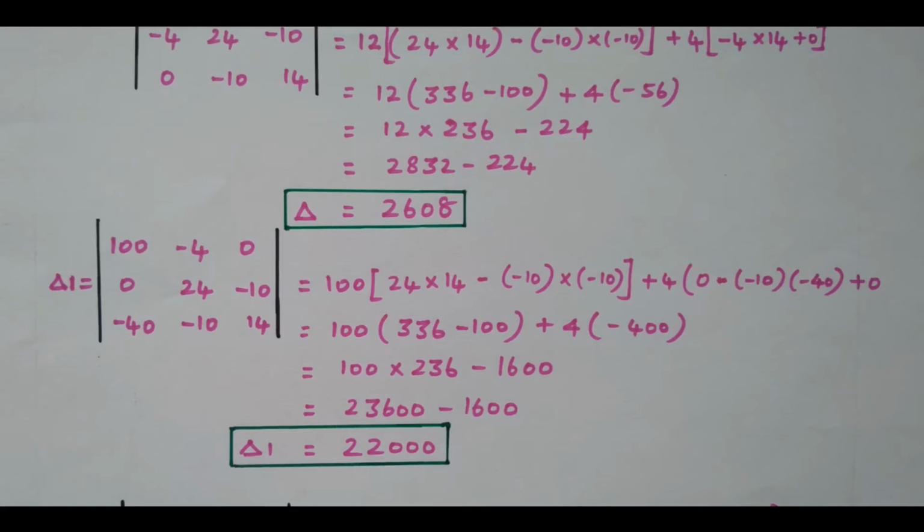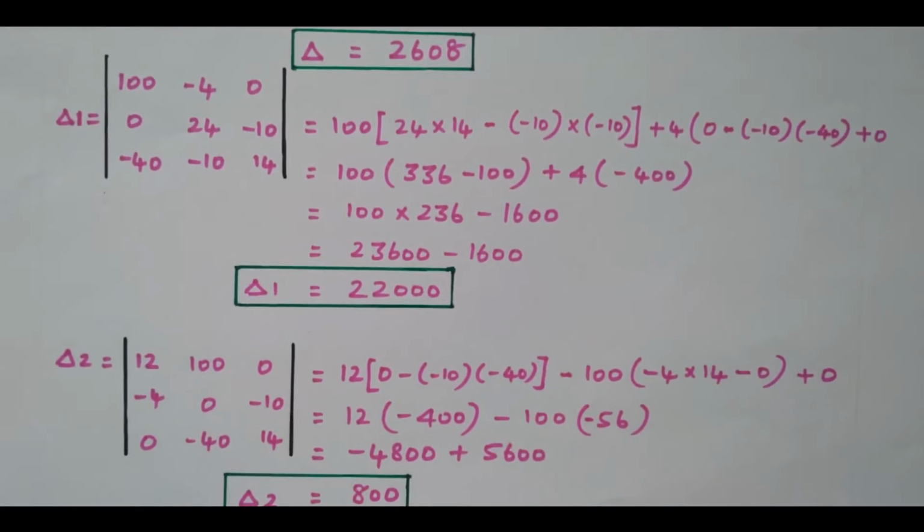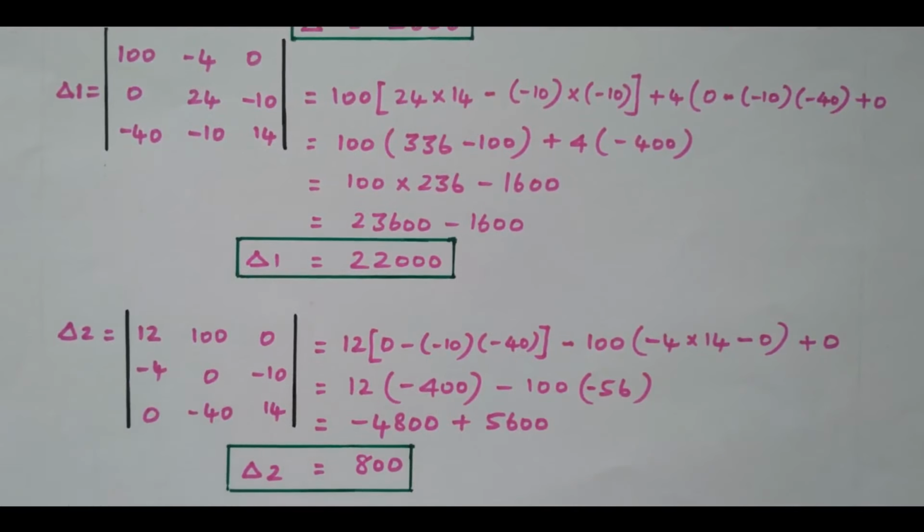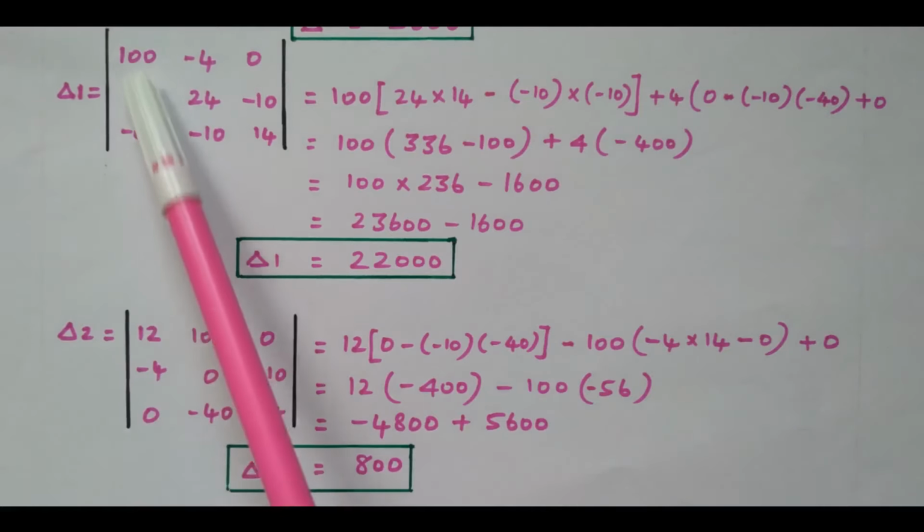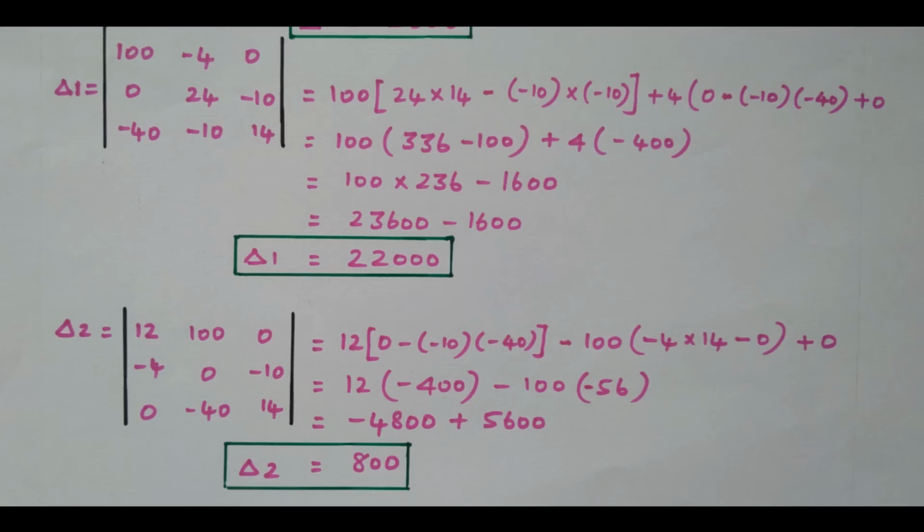Now we'll go to the delta 1 value. Now we'll go to the delta 2. What is delta 2? We need to replace the second column with the voltage matrix. First column as it is, third column as it is. The second column is replaced by the voltage matrix. Here the first column is replaced. Now the second column is replaced. Now we'll go to the determinant.